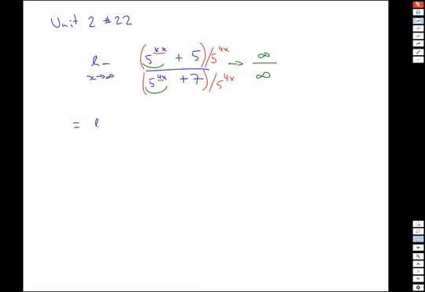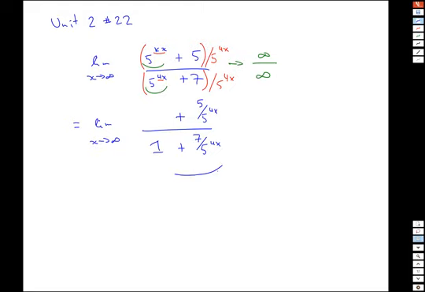If we do that, then you can simplify your ratio. I'm going to do everything but that first term. You'll see why in a second. 5 to the 4x, and 7 over 5 to the 4x, and this turns into a 1. That's why we do that. So this is really, really nice.